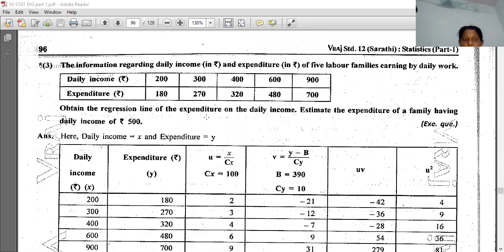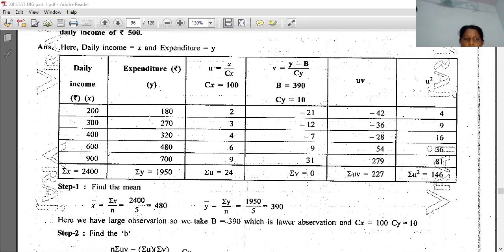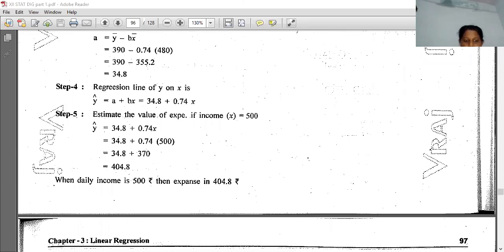Now the third question, I think you can solve because this is an easy sum. You only have to use the 300, 400 UV method, and I have taken CX as 100 and CY as 10 here. It is an easy sum, so you can try this once. Now I will start with the fourth sum.